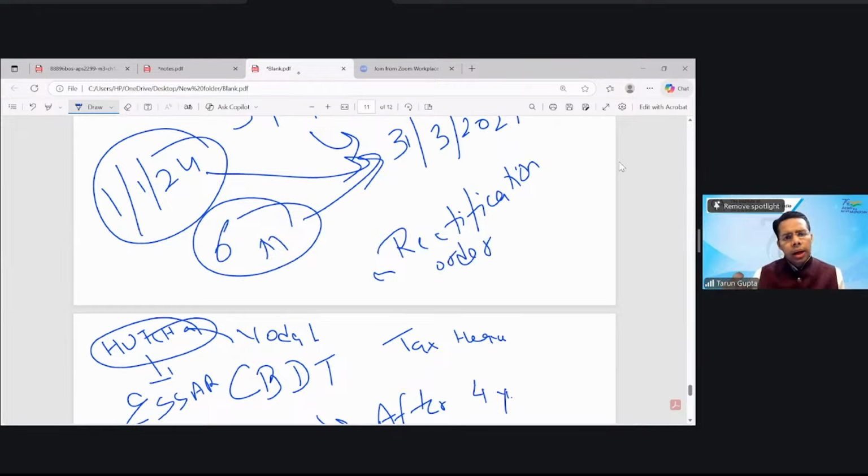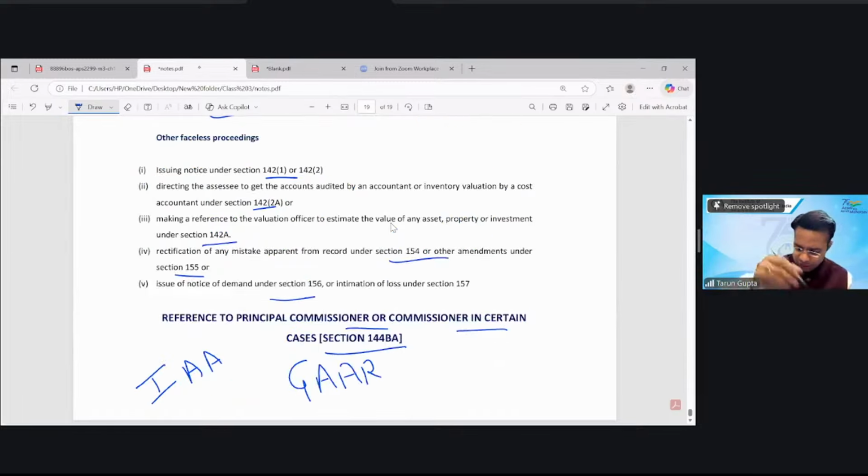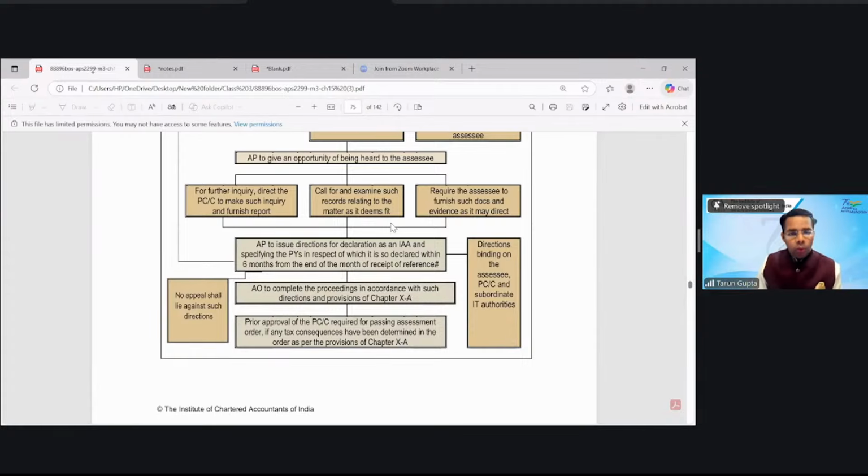Here the scope is, if the AO feels there is such an arrangement, how can he declare it? First he will refer to the Principal Commissioner. The Principal Commissioner will give an opportunity, and if not satisfied, will refer the matter to the approving panel, and the approving panel will pass the order as it deems fit. Thank you, Sanjay ji. So the AO shall complete the proceeding in accordance with such directions as may be received from the approving panel. Such directions are binding.